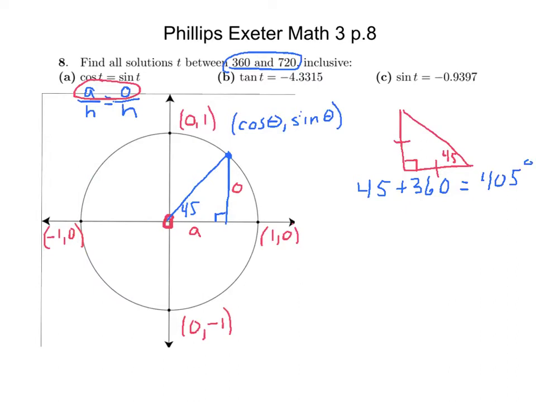Okay. Now, typically there's two within one 360-degree turn. So if I look at this triangle, 45 works. I know my opposite side is, is that positive or negative?